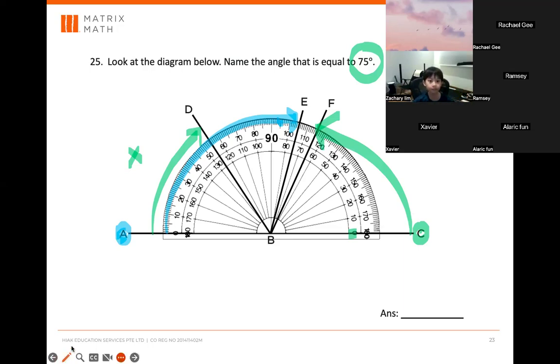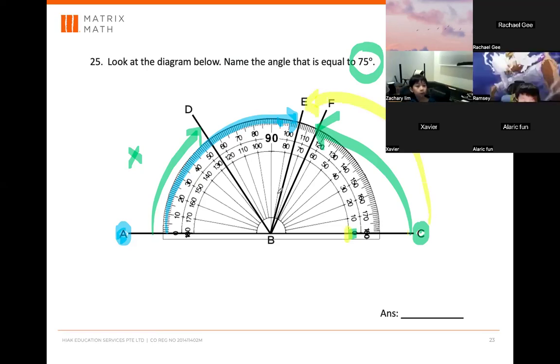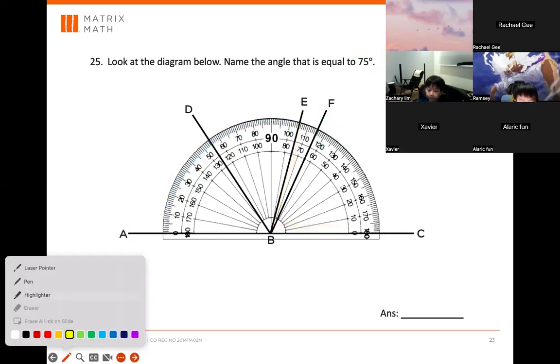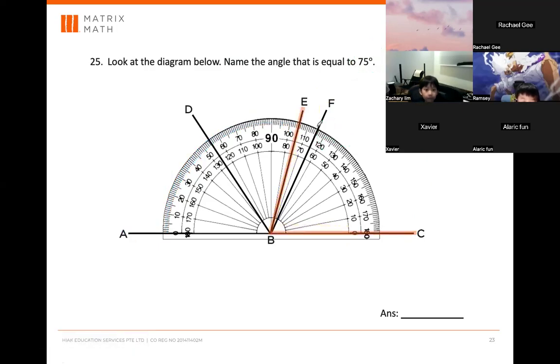Okay, then moving on to the next one. How about CBE? Do you see? C again, we start from C, we look at 0 here also. CBE, which all the way until here. So you see, look at this point carefully. Between 70 and 80, it is 75. So ta-da, that's why you find 75. So angle CBE will give you 75.